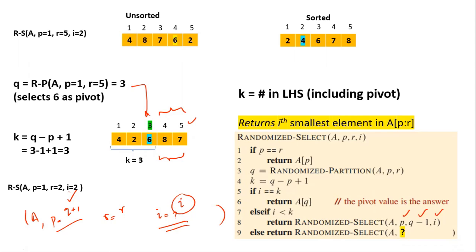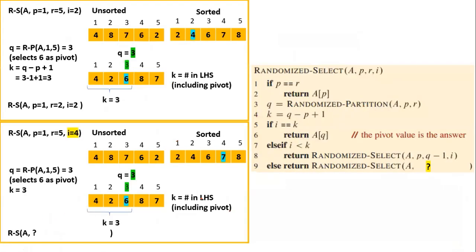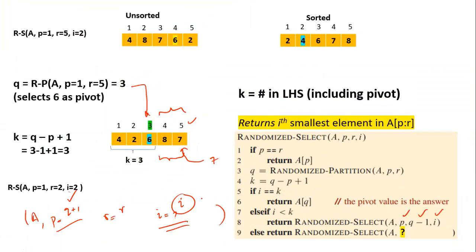Yeah, the new right side. So it has to remove all the elements that were on the left side. So now, essentially what we're saying is that if the number we were looking for was 7, for example, over here, then within that, we've got to subtract the value of I from K, because that has already been figured out.